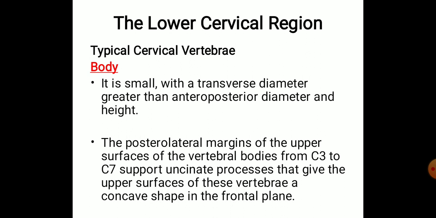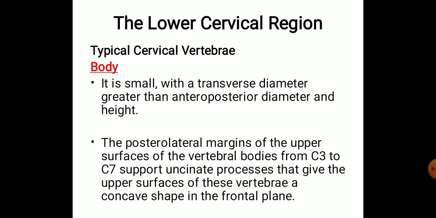So next is the lower cervical region. The lower cervical region mainly consists of typical cervical vertebrae. As in other vertebrae, it also has a body and a neural arch. So what are the properties of the body? It is small, with the transverse diameter greater than the anterior posterior diameter and the height.